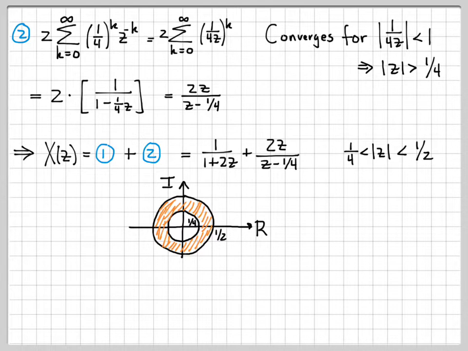So that concludes this example of working a z-transform problem where we're trying to find the z-transform of a signal that is infinitely long both to the left and to the right. It's what we call a two-sided signal, and signals like this are always going to have a z-transform region of convergence in the complex plane that looks like a ring.